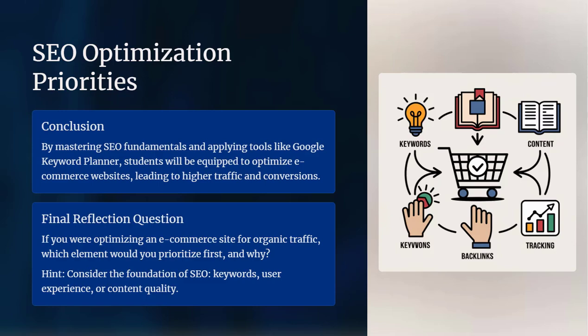When you optimize the website, which factors should you prioritize? The keywords, the content, the tracking, the backlinks. So consider the foundation of SEO: the keywords, the user experience, and the content quality. So this triangle will increase the organic traffic to the website: the keyword, user experience, and content quality, right?